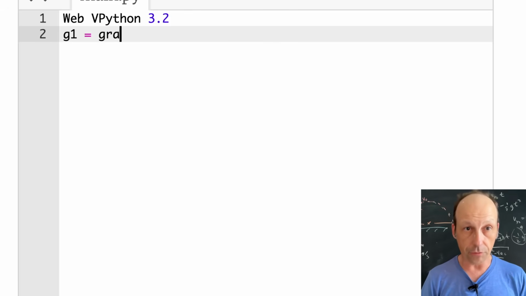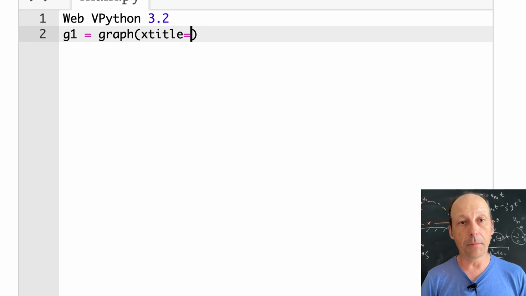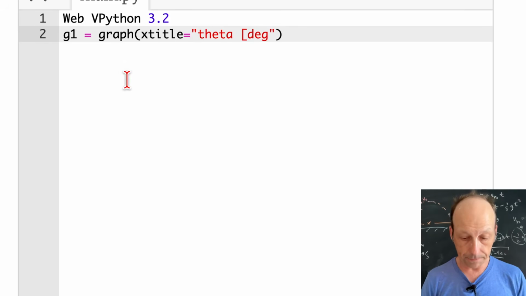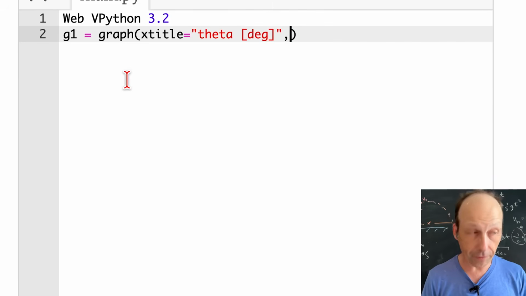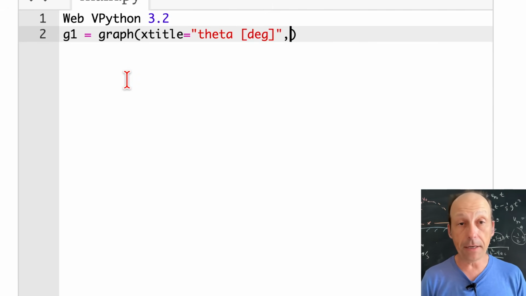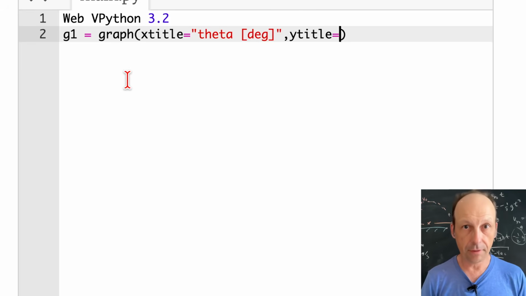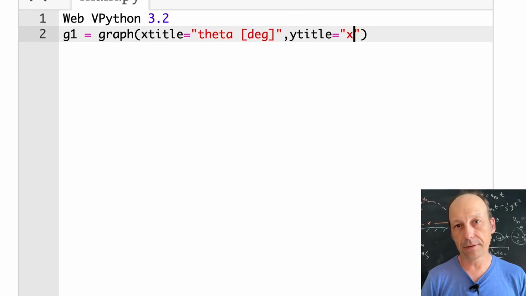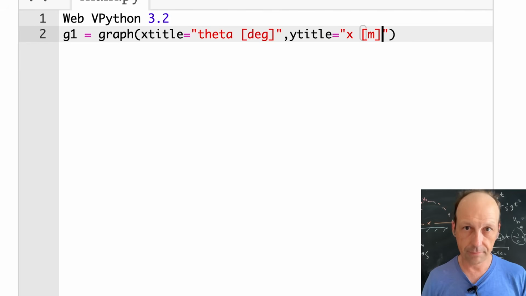g1 equals graph. xtitle is going to be equal to theta, and I'm going to use it in degrees. I'm going to put that there just so we know. And if you can't remember how to make a graph in VPython, let me know. I have a video somewhere. ytitle is going to be equal to range, x in meters. That's good.